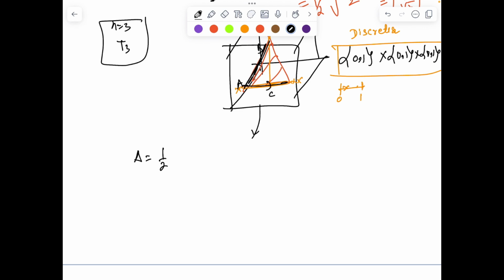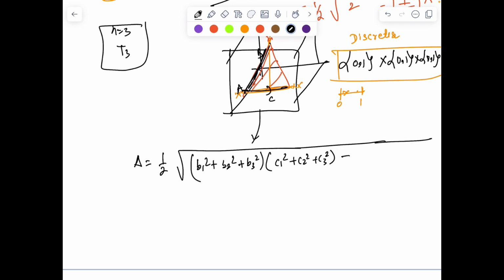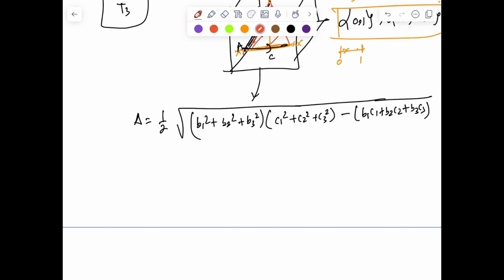So the area of the triangle in this case: if I consider this as a vector, let's say AB and AC. So instead of 3 vertices assigning real numbers, 9 unknowns, I'll assign just 6 unknowns, because effectively B minus A will give 3 real numbers as a vector. So we'll have half times the square root of (B1 square plus B2 square plus B3 square) times (C1 square plus C2 square plus C3 square) minus (B1C1 plus B2C2 plus B3C3) whole square.